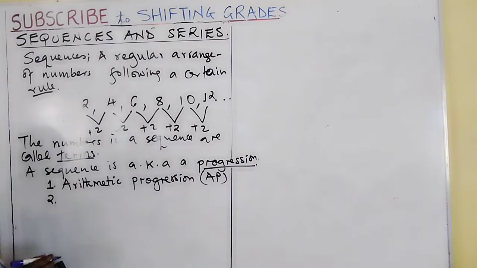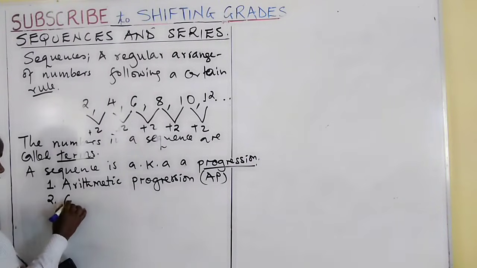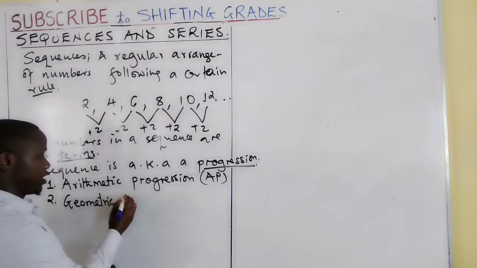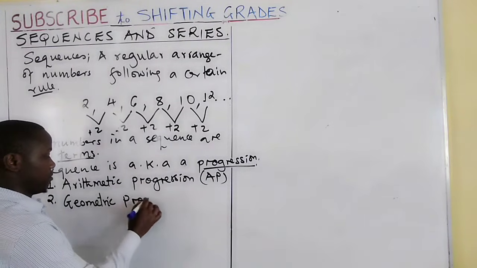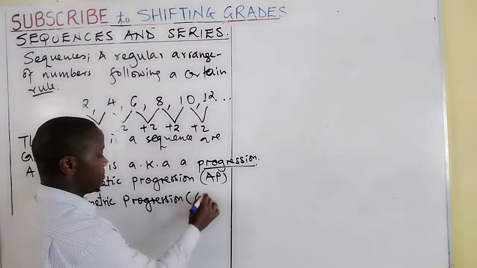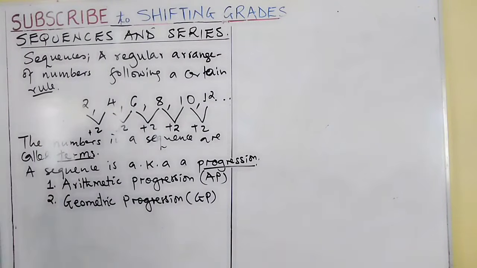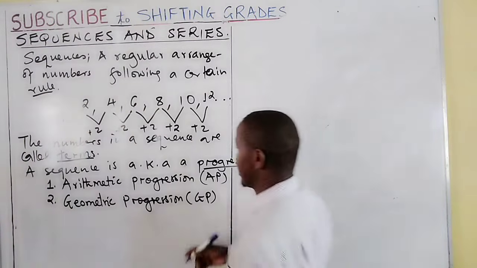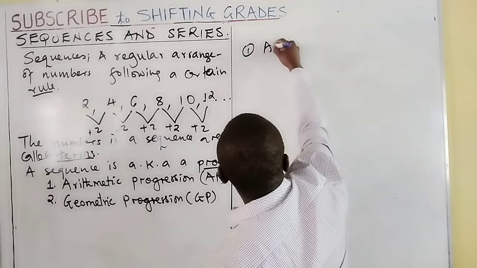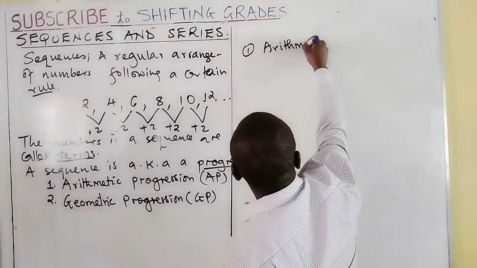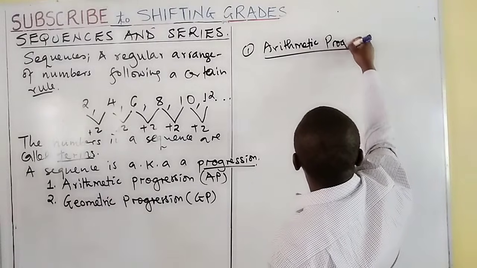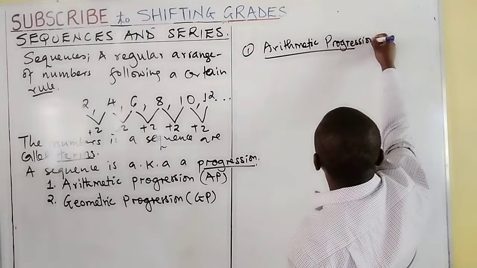And the second one is geometric sequence or geometric progression, abbreviated as GP. You study each at a time, and you begin with arithmetic progression, the AP.